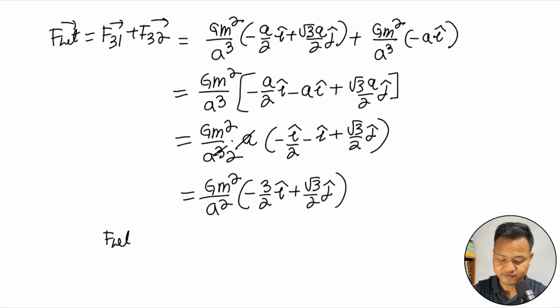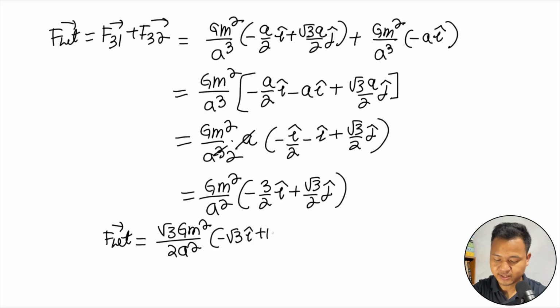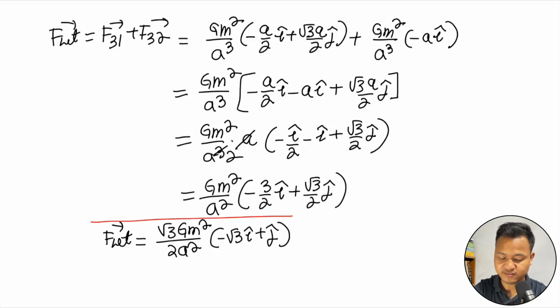So therefore, what is F net? Root 3 Gm square is common. So root 3 into Gm square divided by 2a square, into minus root 3 i plus 1 plus 1 j. Okay, so actually this is your final force.